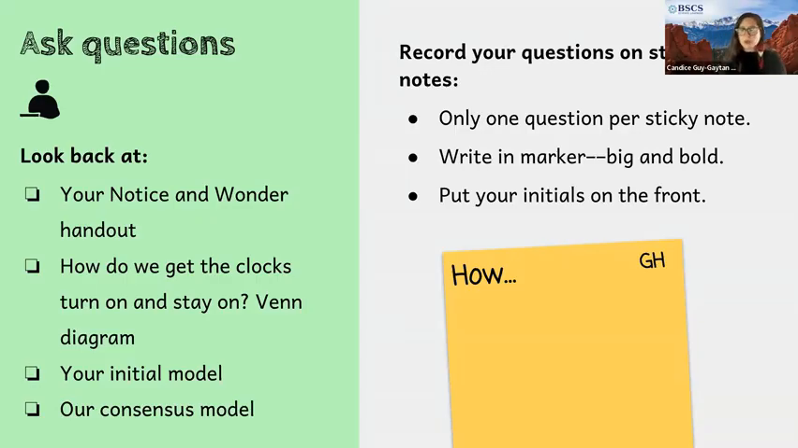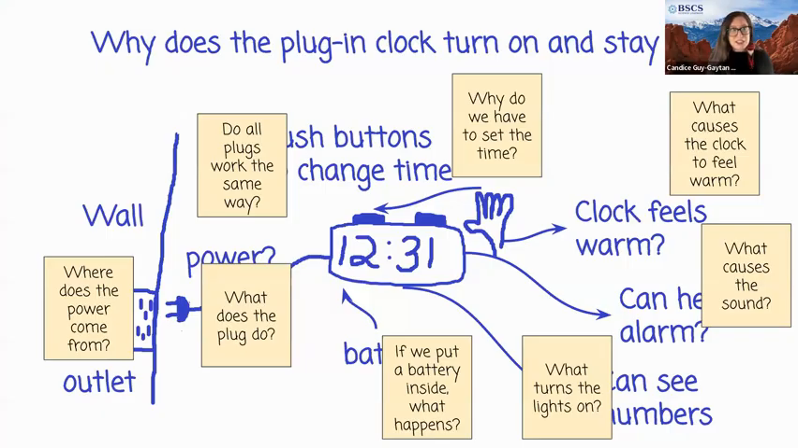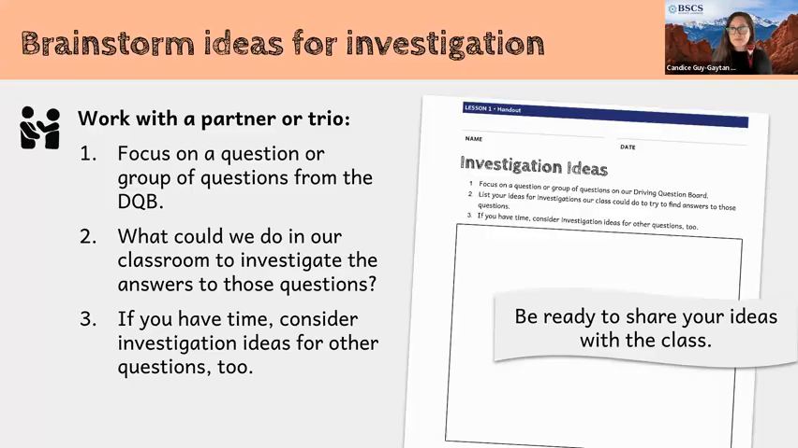Using these uncertainties that come up when we developed our model, we write down our questions on sticky notes to share with the class. We then organize our questions to help us, and we use our model to do this. So we put our questions on our model so that we can see exactly where our questions were, which can help us figure out what we were seeing and wondering. And we have questions like, where does the power come from? What does this plug do? What causes the clock to feel warm? What turns the light on? And if we put a battery inside, what happens? We have a lot of really great questions that need answers.